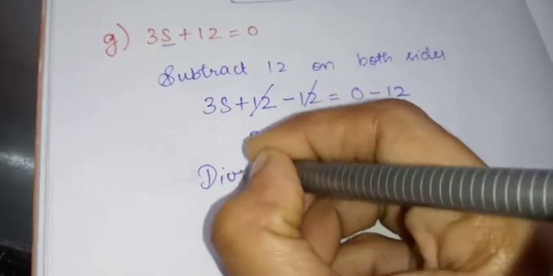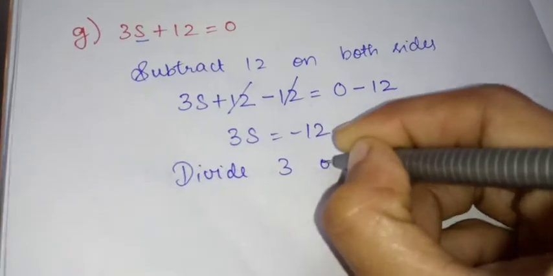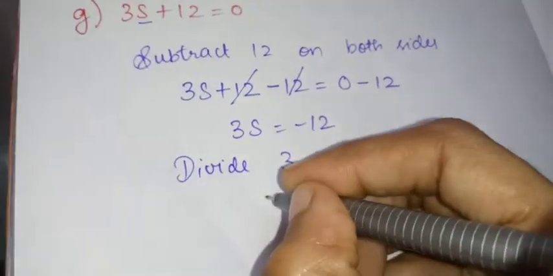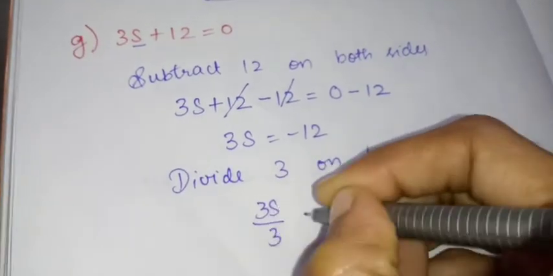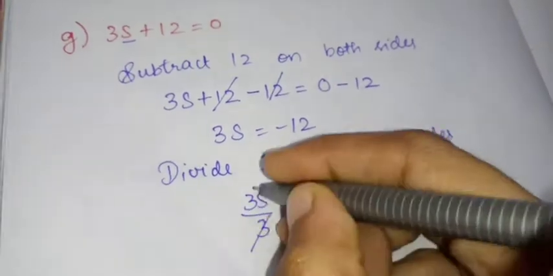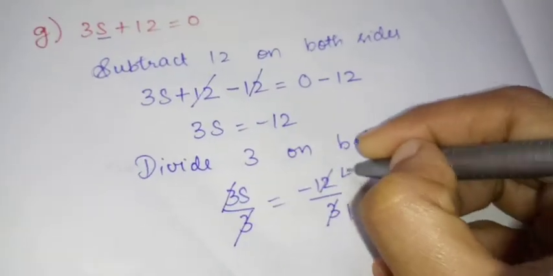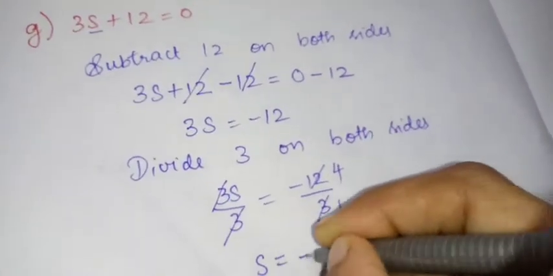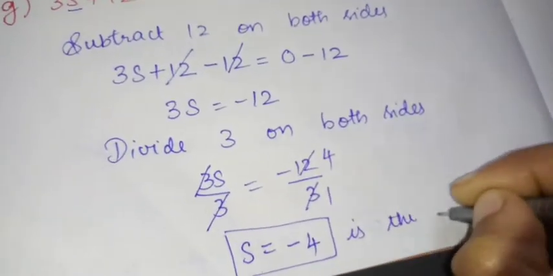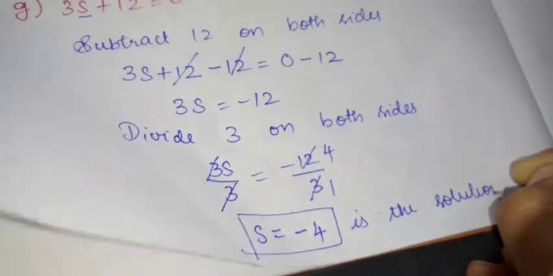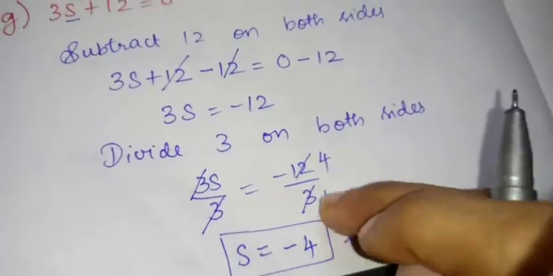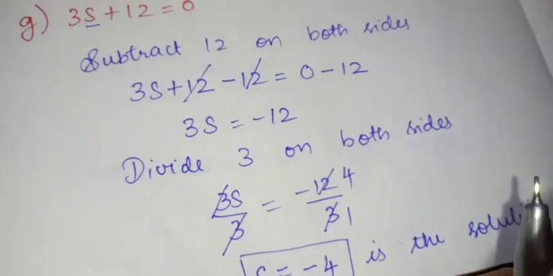Now you should eliminate this 3. So divide by 3 on both sides. So 3z divided by 3 is equal to minus 12 divided by 3. 3 cancel. 3 and 4. So z is equal to minus 4 is the solution. Listen, I am dividing by 3 here, and here also I am dividing by 3 one time. So minus 4 is the solution.